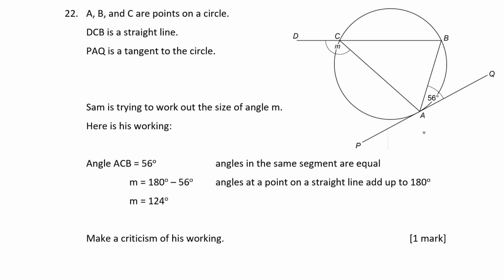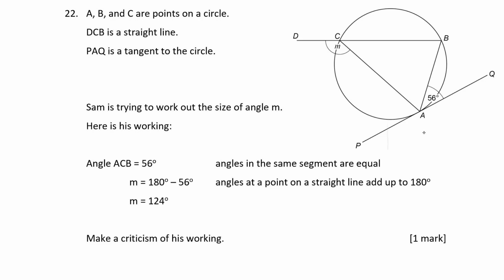Question 22. A, B and C are points on a circle. DCB is a straight line. PAQ is a tangent to the circle. All that information is already on the diagram. I've got nothing extra to add to it. So Sam is trying to work out the size of angle M. Here is his method, or his working.